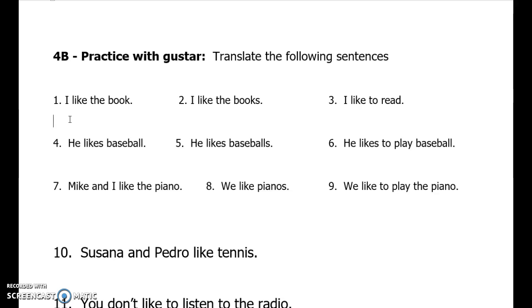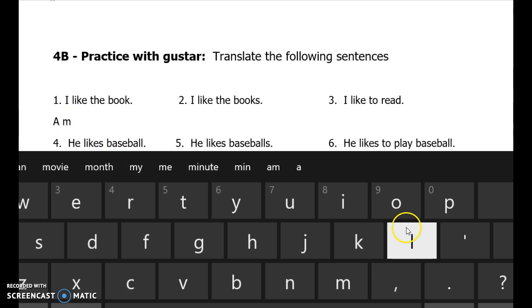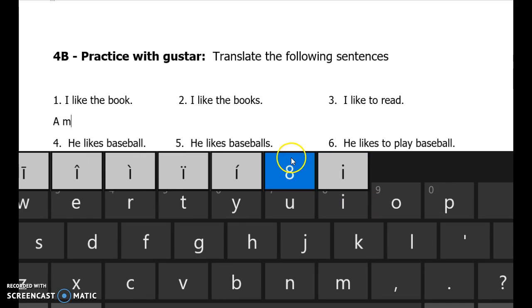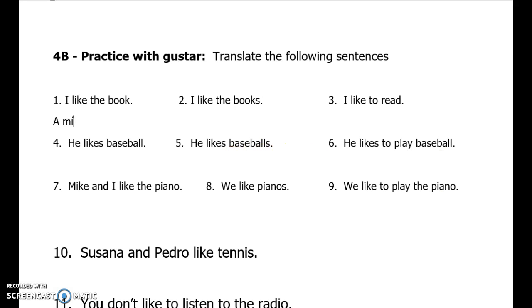So to say I like the book, we would say a mí. We have to add that accent mark over the i in mí. A mí me gusta, okay, the book. So it would be el libro. It's pretty straightforward. Okay. And I'm going to change this up. We'll make this a different color. We'll make it red so it stands out a little bit more.